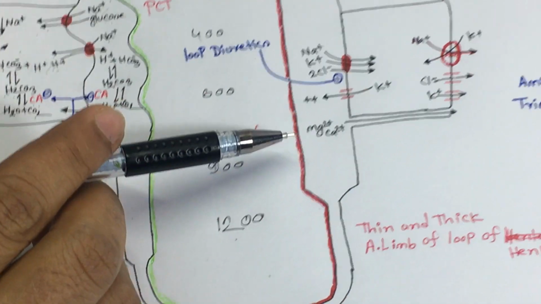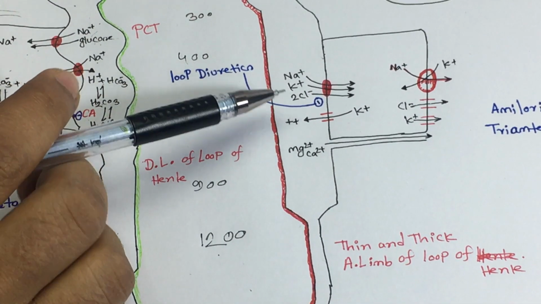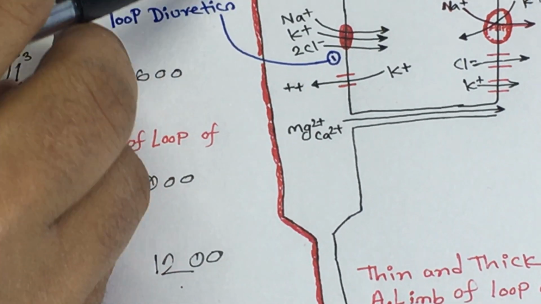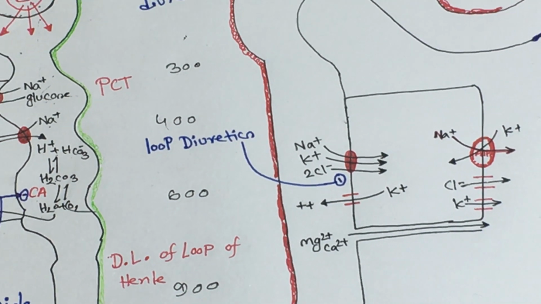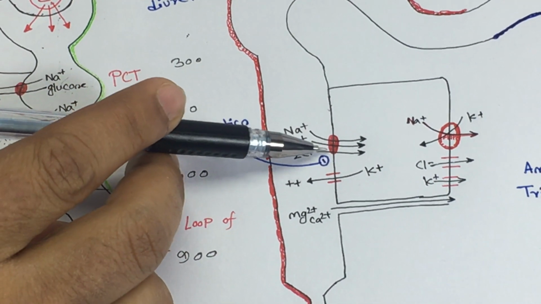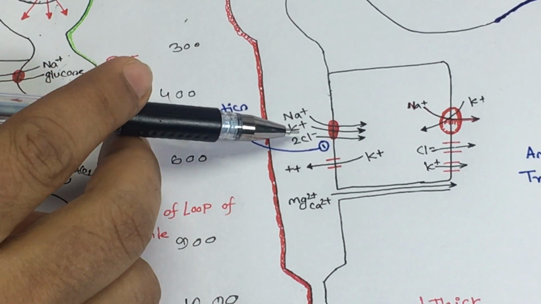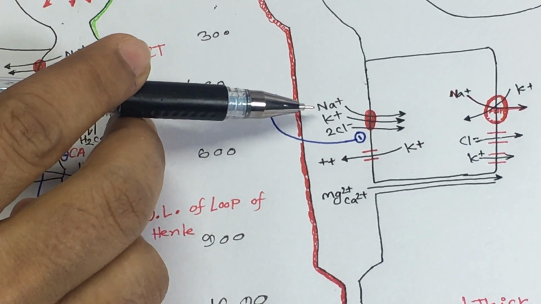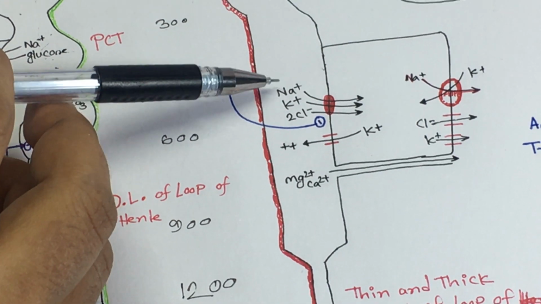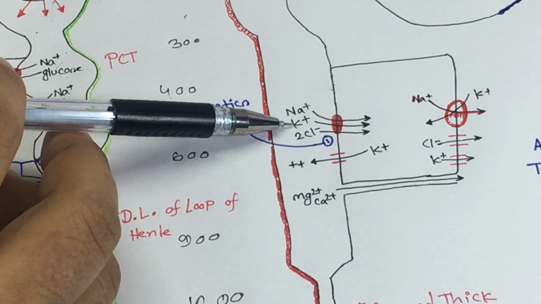This is the cell of the thick ascending limb of the loop of Henle. This area is totally impermeable to water. In the luminal area of this thick ascending limb, there is a transporter called the sodium potassium 2 chloride cotransporter. By this we are reabsorbing sodium, potassium and chloride.